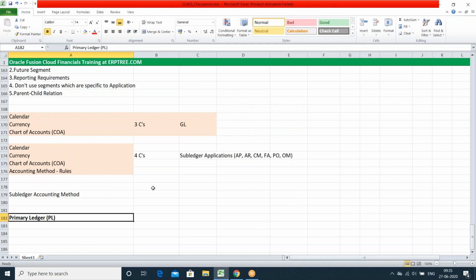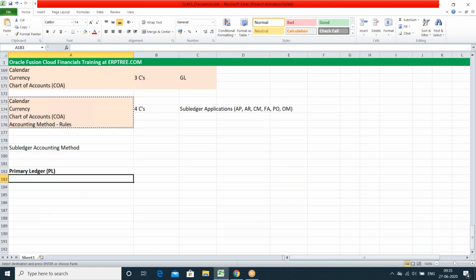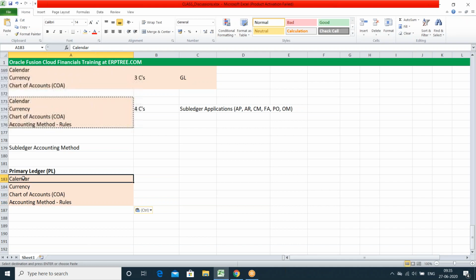Okay, no questions. So once you create the primary ledger by selecting these 4 components, you cannot change your calendar, you cannot change your currency, you cannot change your chart of accounts. The accounting method, whatever you select within the primary ledger, you can change at any point of time. So once you create the primary ledger and any client starts using it, later if you want to change the calendar, you cannot. You cannot change these 3 components. That is a one-time decision.